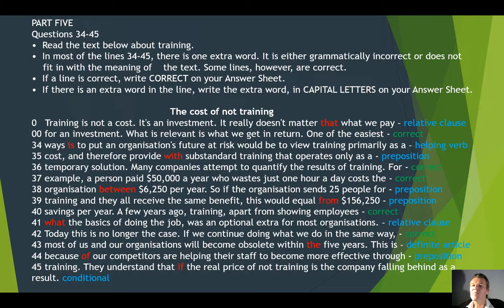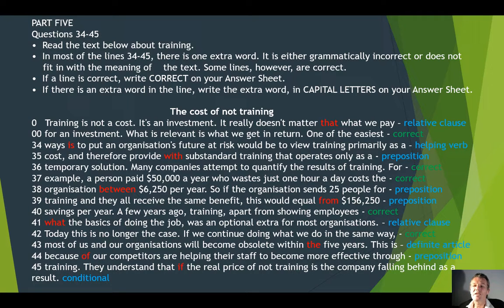00 is correct. So in 34, the extra word is a helping verb. It's is. Okay. 35 is a preposition, with. And remember, when you use with, I always said make sure there's an agent. Okay, so I provided John with some material. And here you got with training, but there's no agent beforehand. So therefore, with is wrong. 36 is correct. 37 is correct as well.